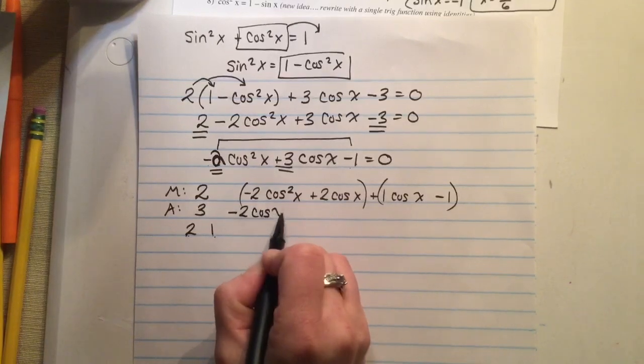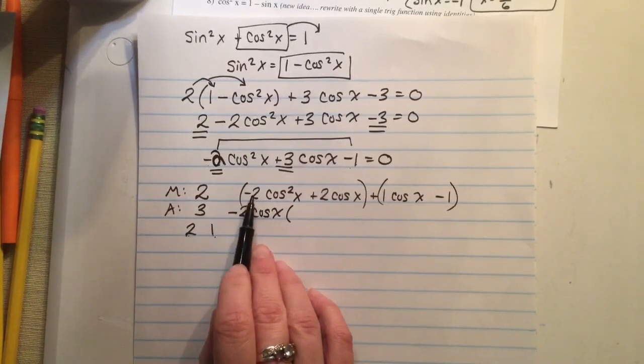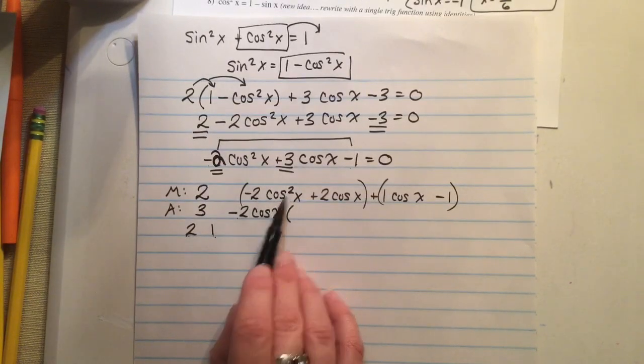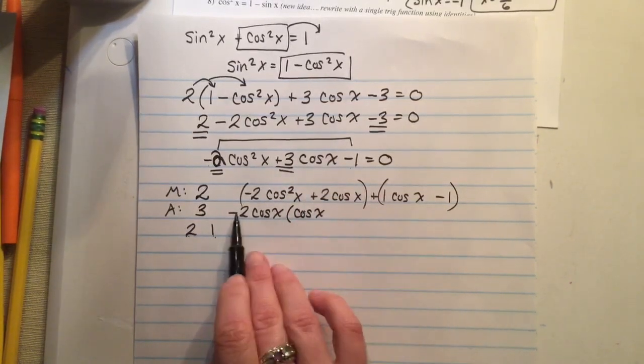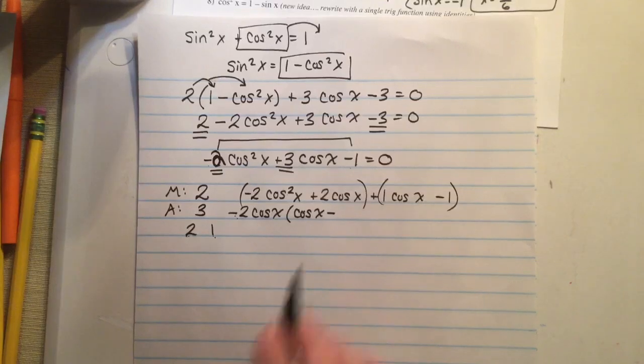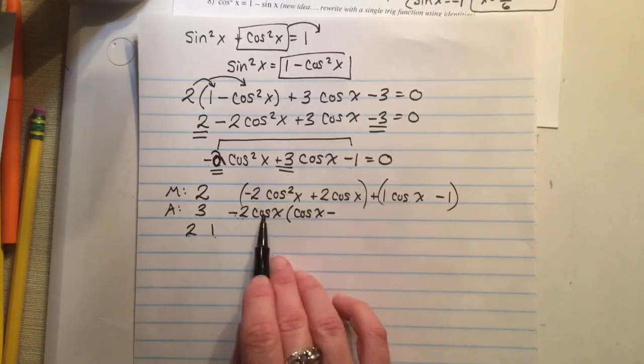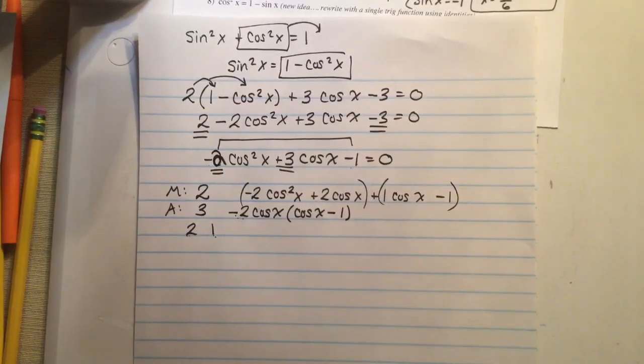They also both have a cosine of x. So I'm taking out the negative 2. I had 2 cosines. If I take 1 out, I'm down to 1. Positive divided by a negative is going to change that to a negative. The 2 is gone. The cosine of x is gone. When everything is gone, it's a 1.